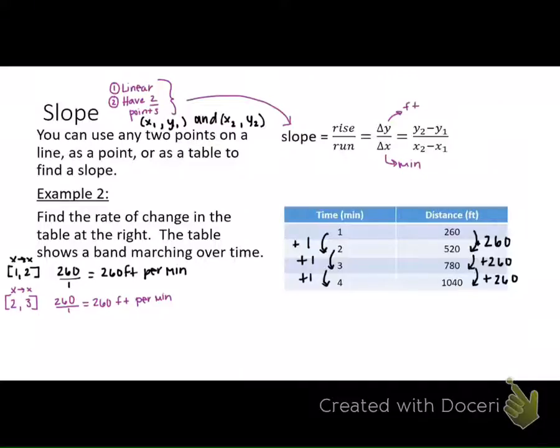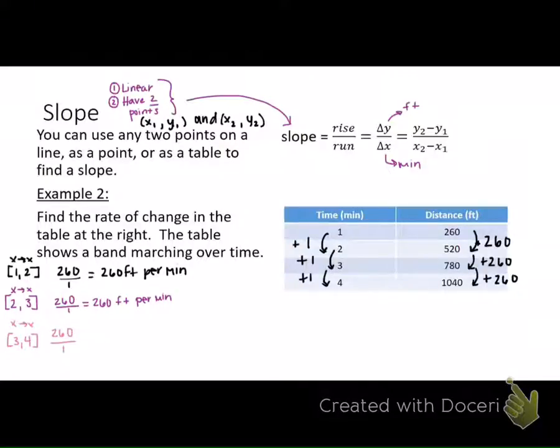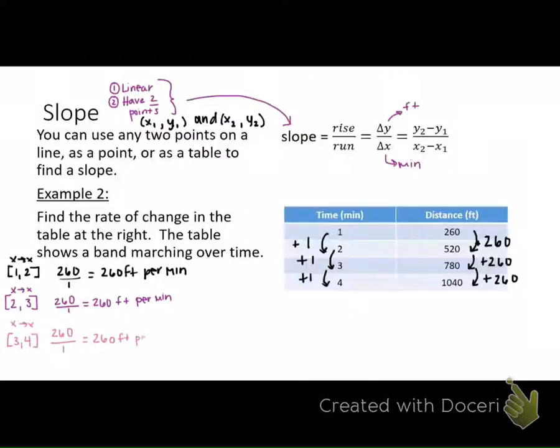Okay. The last one is from 3 to 4. Again, it's an x value to another x value, and that would be 260 over 1. So do we have a constant rate of change here? Nope. Why not? Why not, Mike? Why isn't it constant? They're not all the same? No, they're all the same. So isn't it constant then? Oh, yeah. So in this case, it is a constant rate of change because they're all the same.